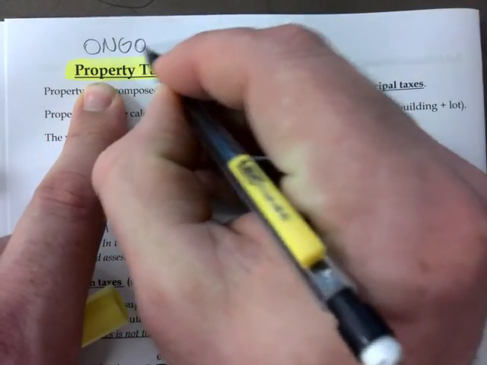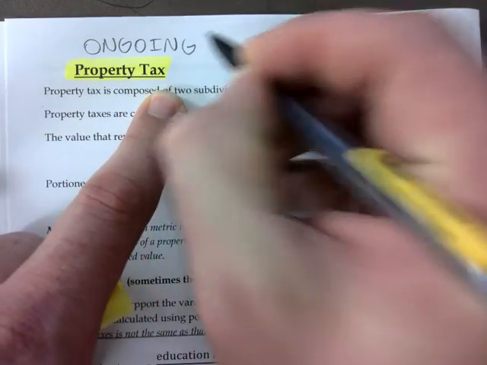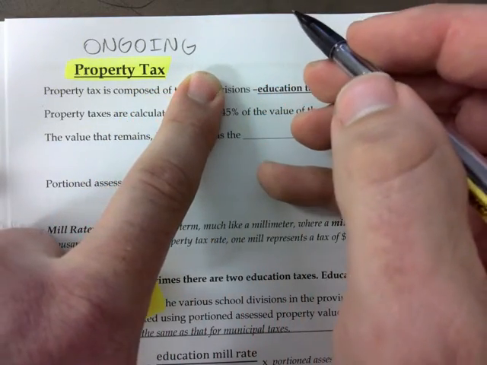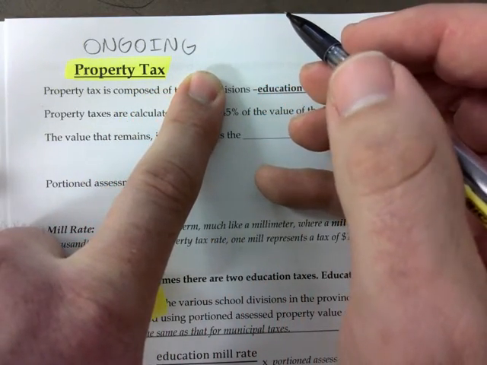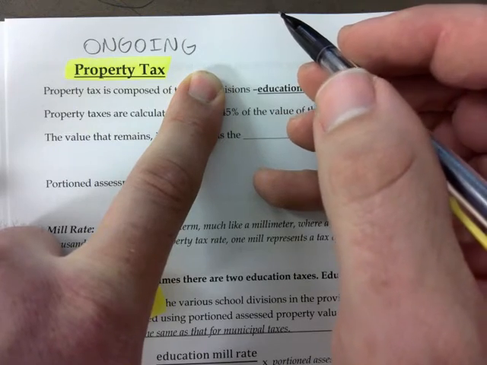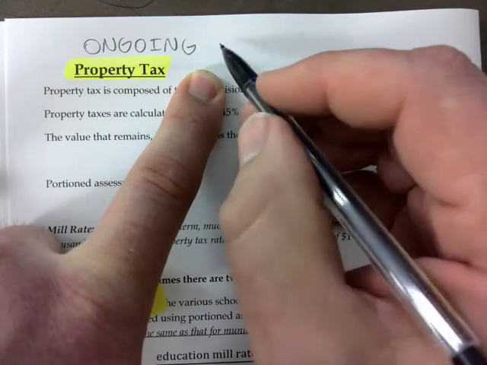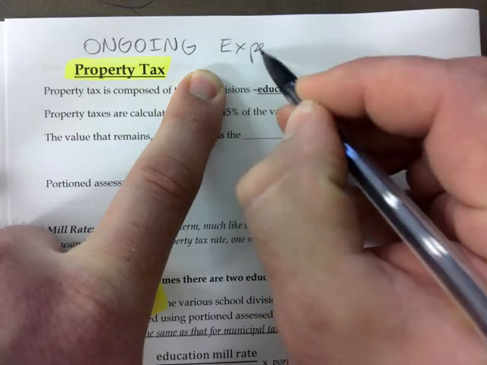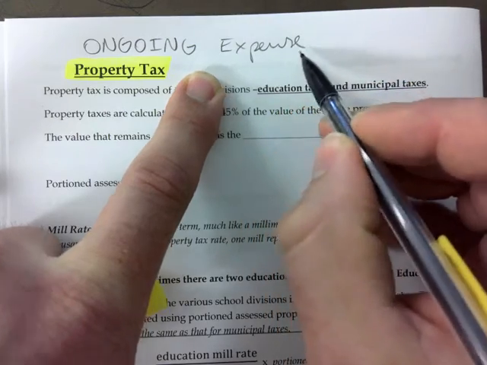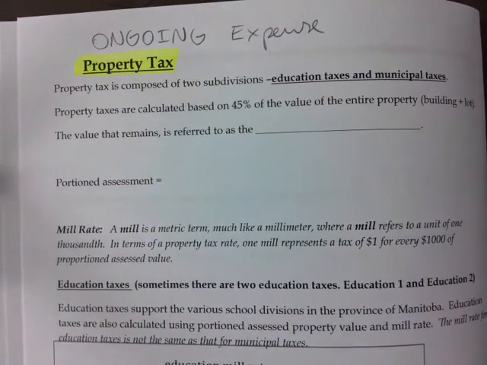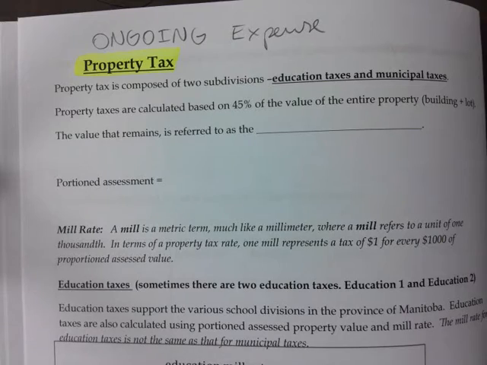So ongoing, because I will ask you on the test, like, hey, here's 5 expenses. Tell me which ones are ongoing, which ones are one time. So you need to know that, right? Ongoing expense. So you have no excuse, right? It's right there.